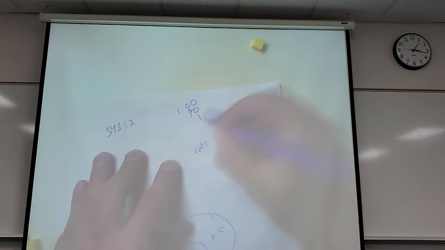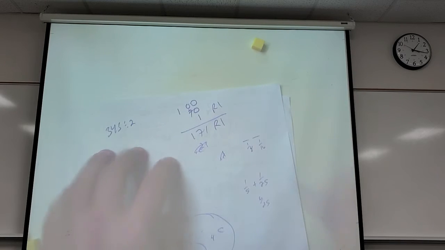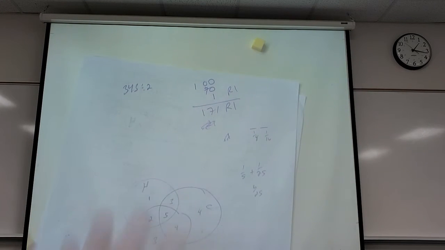How many groups of 2 are there? One group of 2 with remainder 1. So I get one group of 2, remainder 1. So this will be 171 remainder 1. Which is the right answer, correct? Yeah. Thank God, okay. All right, let me stop for a minute.